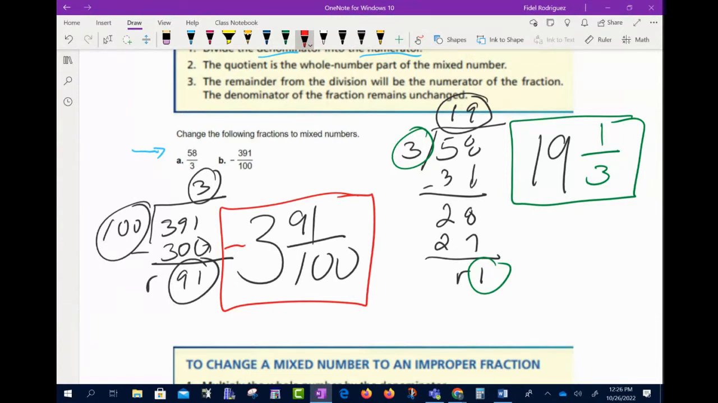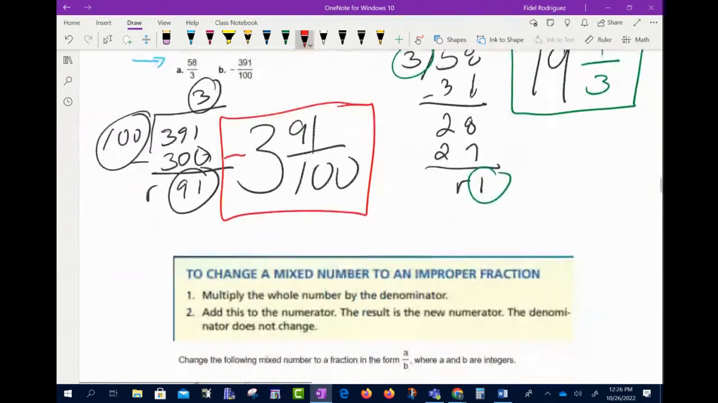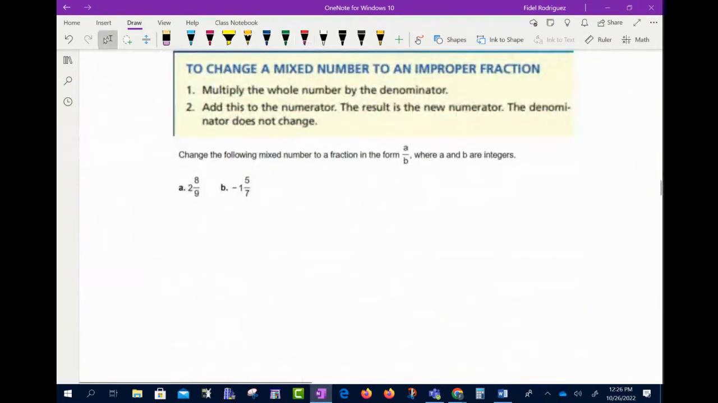Now, let me jump to the next two problems, and then again, we'll come back to problem number 1, and we'll finish parts E and F, okay? So let's come back over here, and now we're going to go backwards. We're going to change a mixed number to an improper fraction.